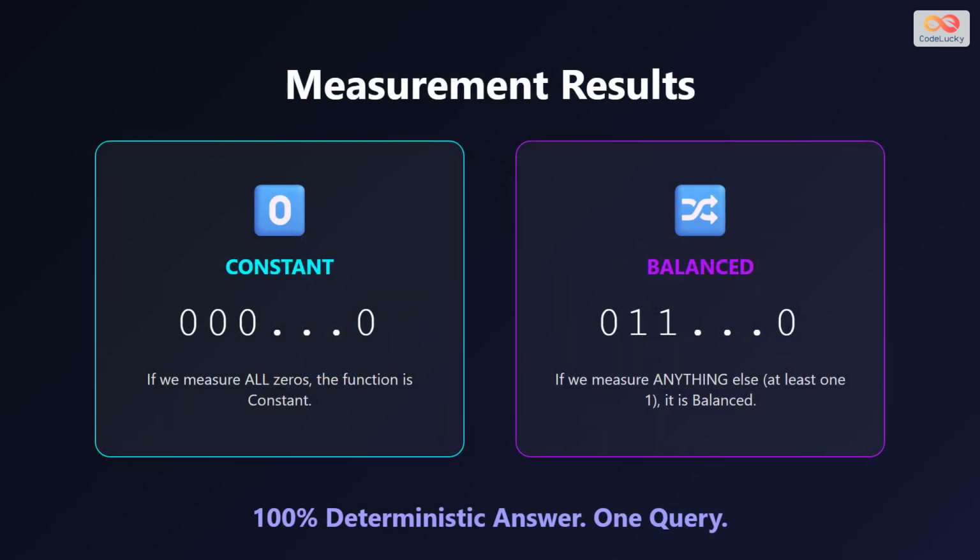When we look at the measurement results, the rule is simple. If we see a string of all zeros, we know for a fact the function is constant. If we see any other result, meaning at least one qubit is a 1, the function is balanced. This gives us a deterministic answer with zero error probability.